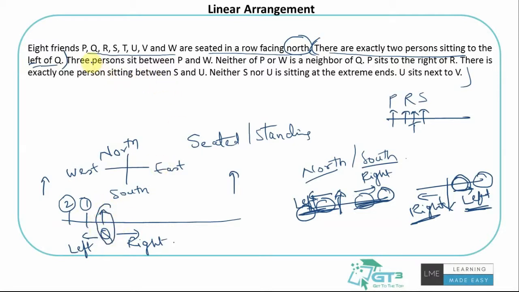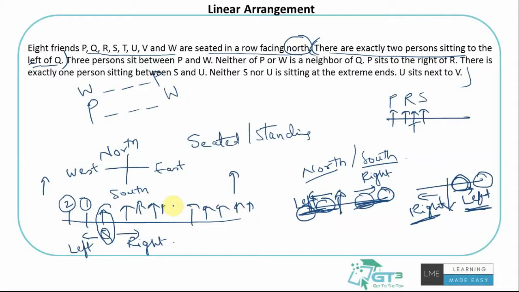If there is a clue which says 3 persons sit between P and W, I just know that there are 3 people sitting between P and W, or this could also be W sitting here and P sitting on this side, but I don't know where they are sitting. They could be sitting at the extreme end, or right at the middle. So just from that statement alone, I cannot position the people.